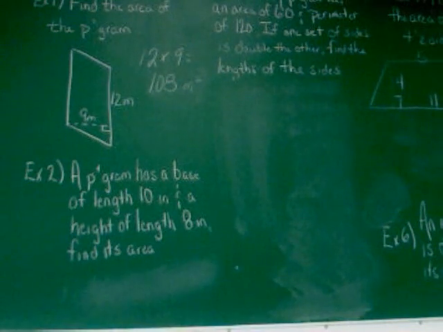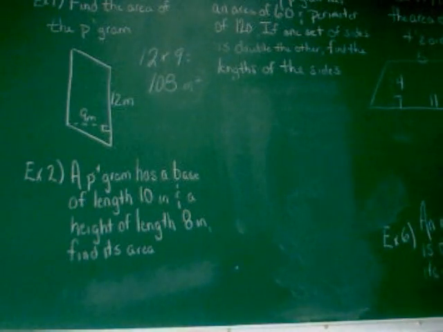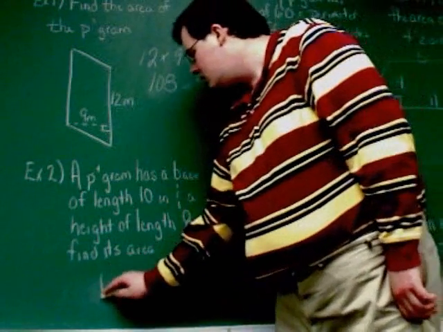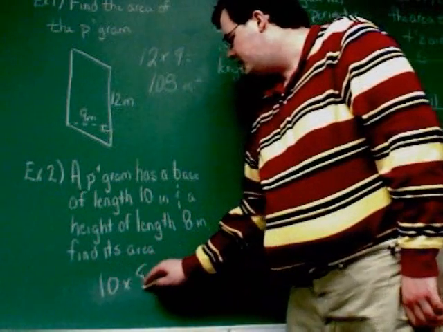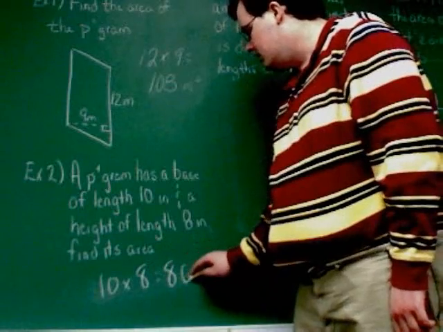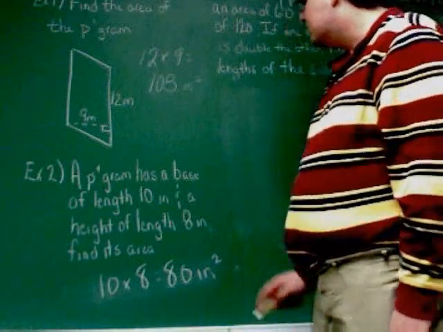A parallelogram has a base of length 10 inches and a height of length 8 inches. Find its area. Well, again, parallelogram area is just base times height. So you're just doing this problem. 10 times 8, no trick. 10 times 8 is, of course, 80. So it's 80 inches squared.